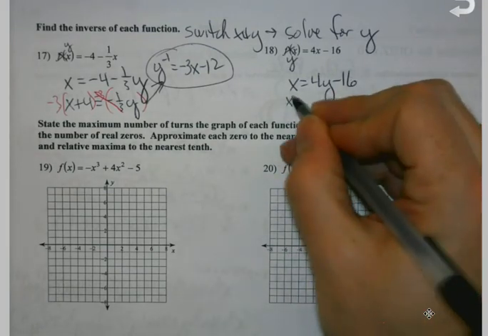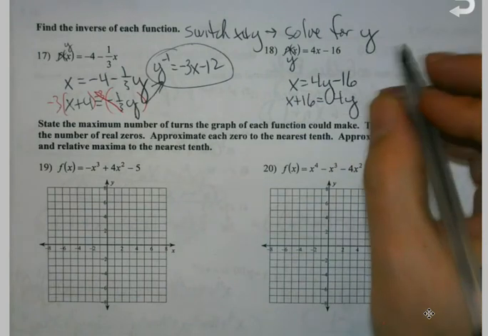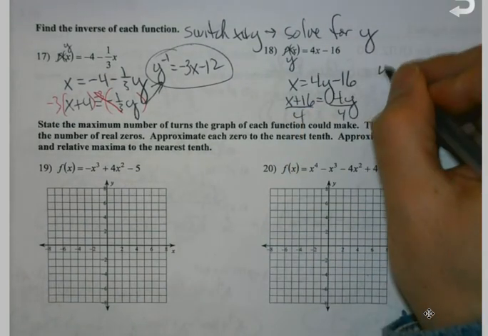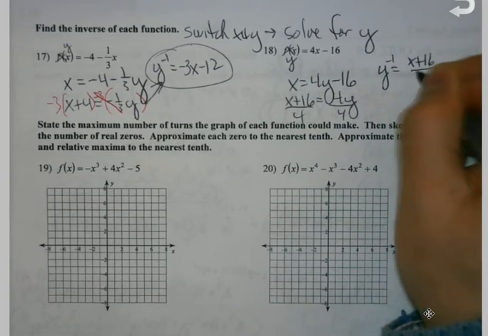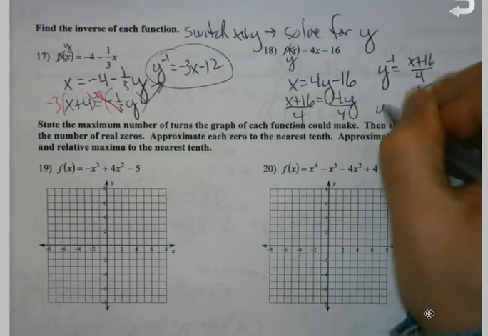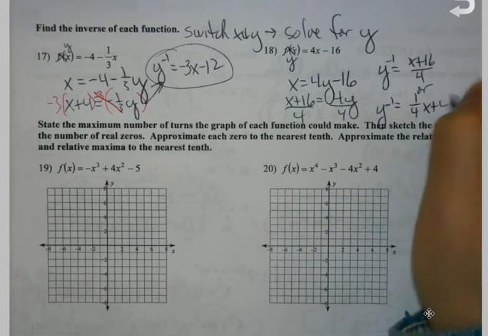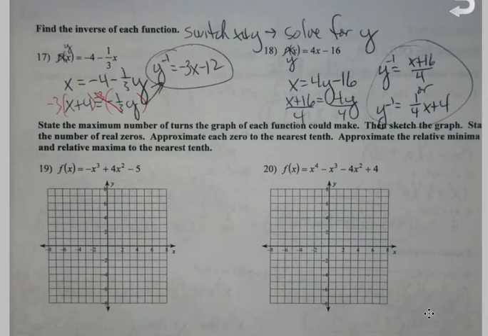Add the 16 over. Divide by 4. And again, when you're doing these, I don't care if you leave it as x plus 16 over 4, or if you decide you are going to write it out more like you were going to graph it. I'm happy with either. I really am. So that's good to go too.